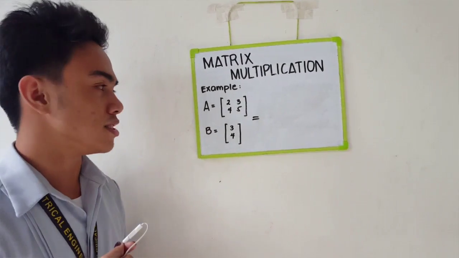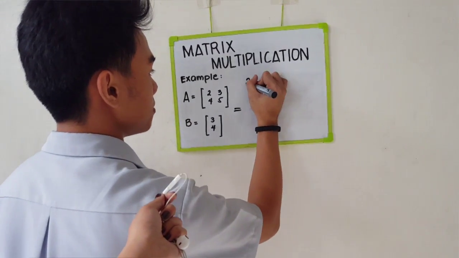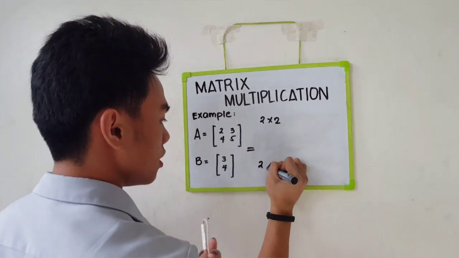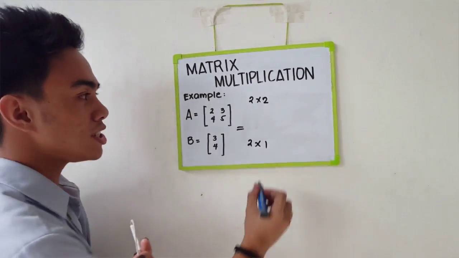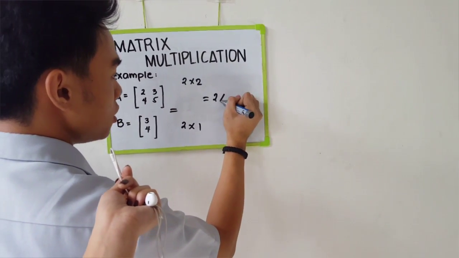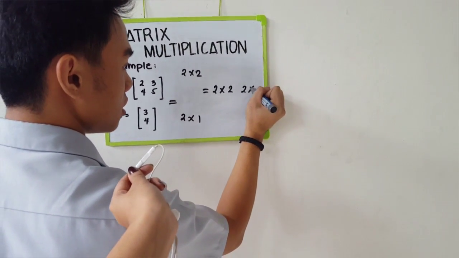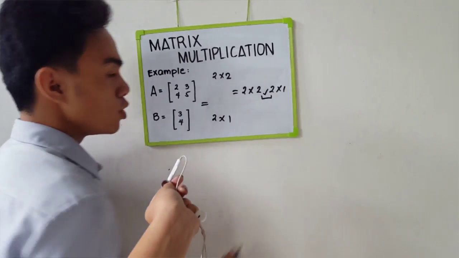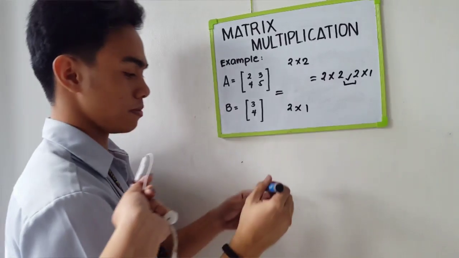This is the matrix multiplication. First, we will get the sizes of the matrices. 2 by 2, then 2 by 1. We will check this by using this. If they are the same, we can multiply both of them.